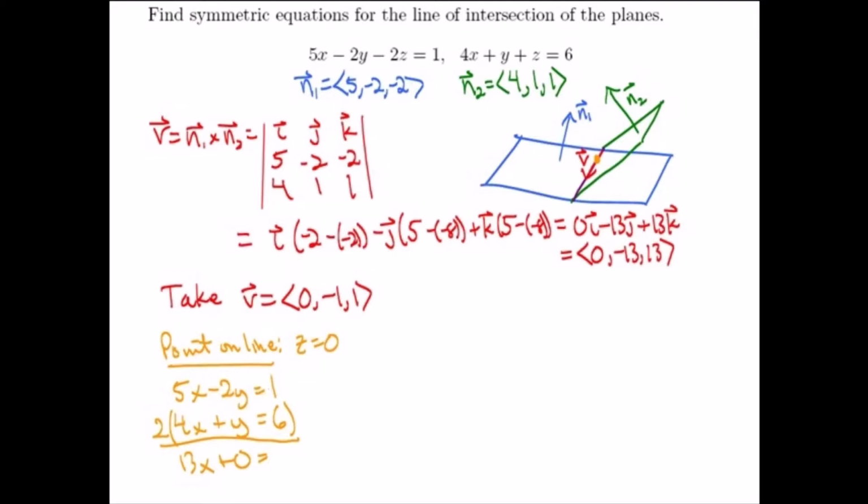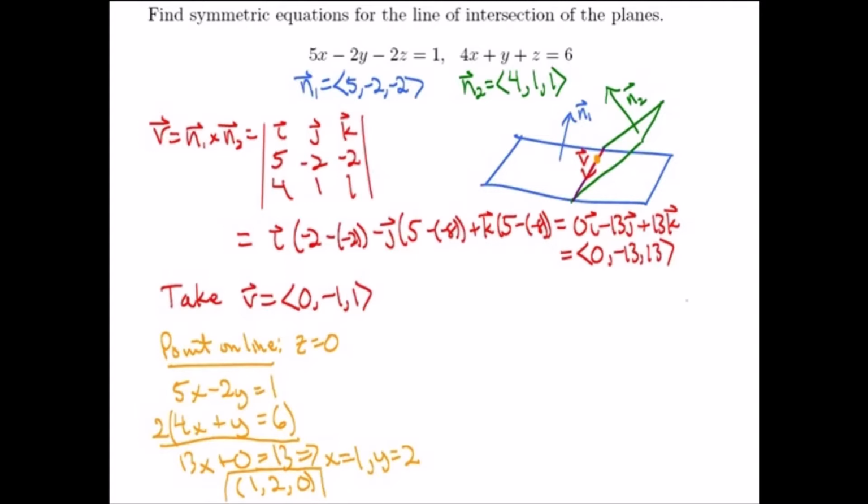because a negative 2y plus a 2y would be 0. 1 plus 2 times 6 is 12. 1 plus 12 is 13. And so 13x equals 13. That means x is equal to 1. And if x is equal to 1, then y would have to be equal to, let's see, 4x plus y would have to be 6. 4 times 1 plus y would be 6. Y would have to be equal to 2. So a point on my line is the point 1 for x, 2 for y, and 0 for z.